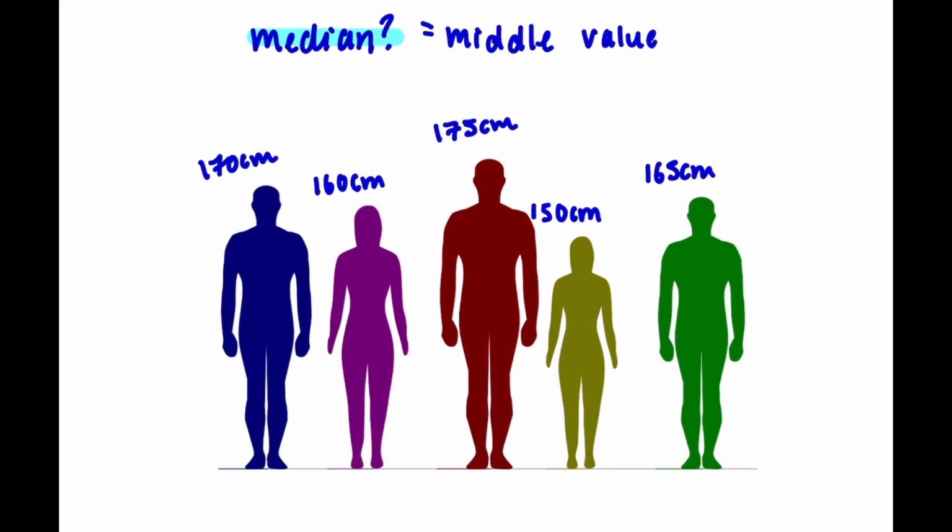So if I was to give you a set of values and ask you to find the median, you would have to tell me the value that sits in the middle. You'd have to put them in order from smallest to largest and find that central value.